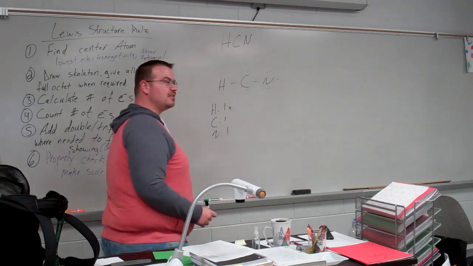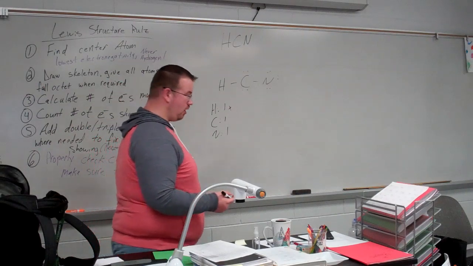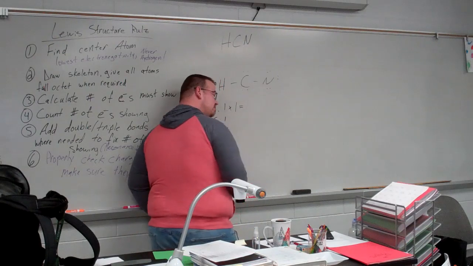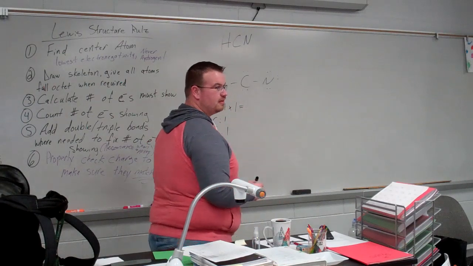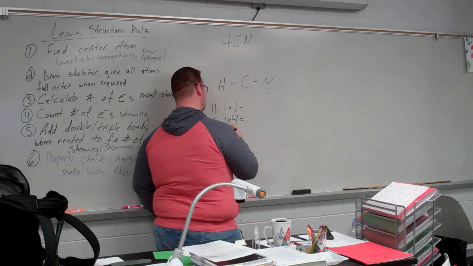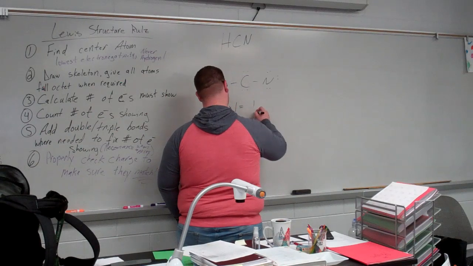How many valence electrons per hydrogen? One valence electron per hydrogen. How many valence electrons per carbon? 4. How many valence electrons per nitrogen? 5.